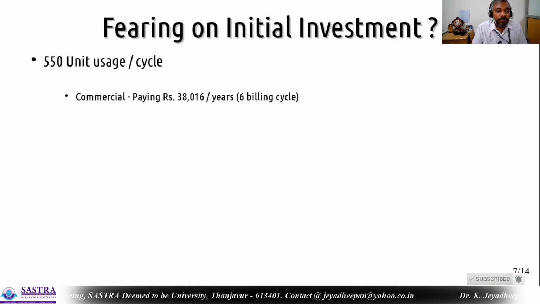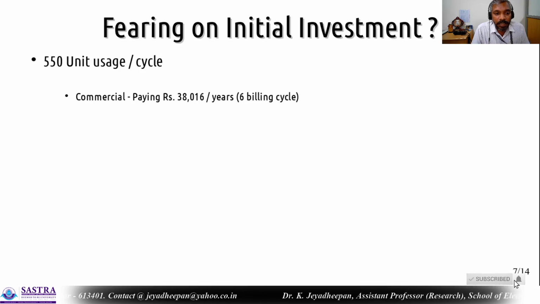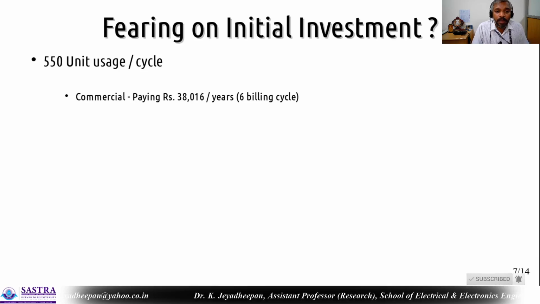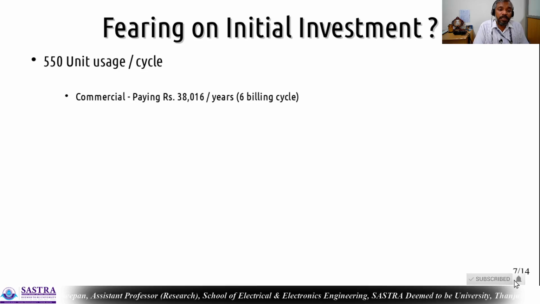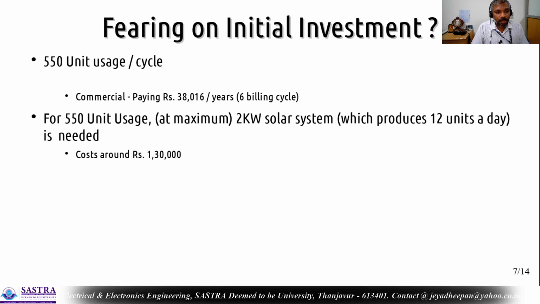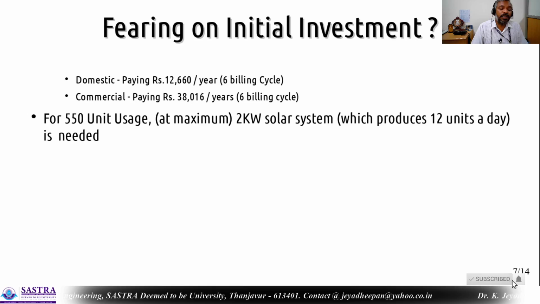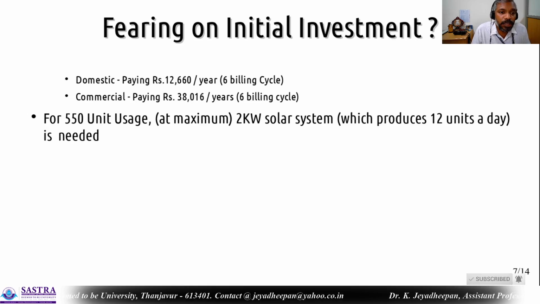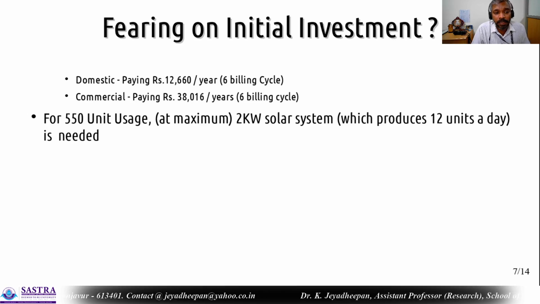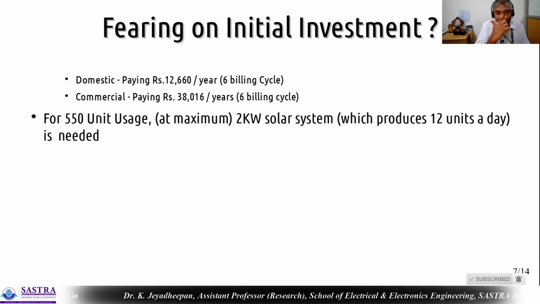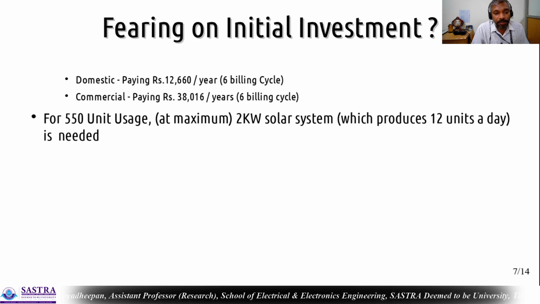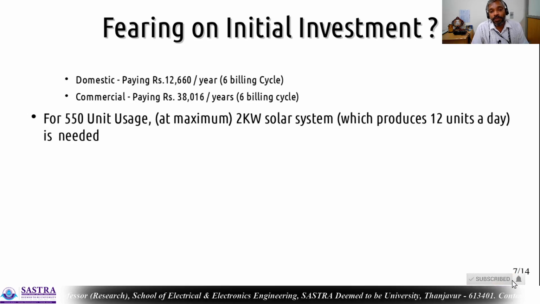If it is your commercial load, you will be paying roughly 38,000 per year. 6 billing cycles means 38,000 per year. And if it is domestic, you will be paying 12,660 rupees per year. So domestic means 12,000 rupees, commercial means 38,000 rupees per year. And for 550 units usage, you need to have at least a 2 kilowatt solar system, right?